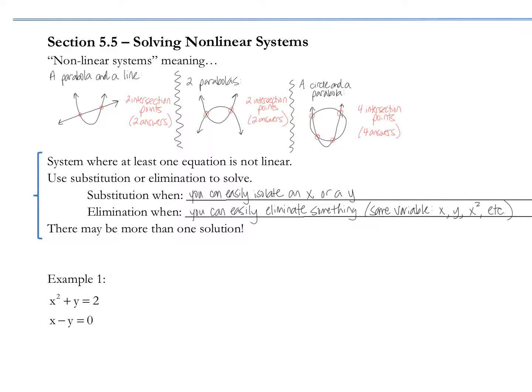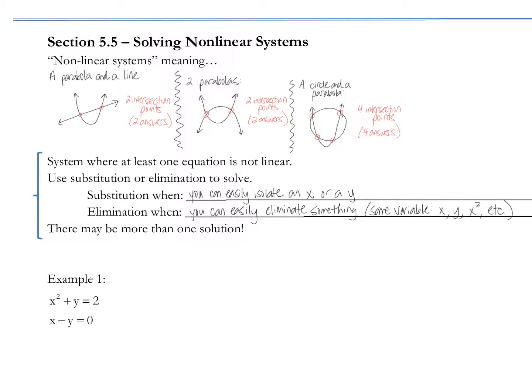What about two parabolas? When you put them together like so, they create, again, two intersection points. That means we're going to have two answers for that one. What if you do something really weird, like intersect a circle and a parabola? Look how many intersection points there are: 1, 2, 3, 4. Four intersection points means we're going to have four answers.